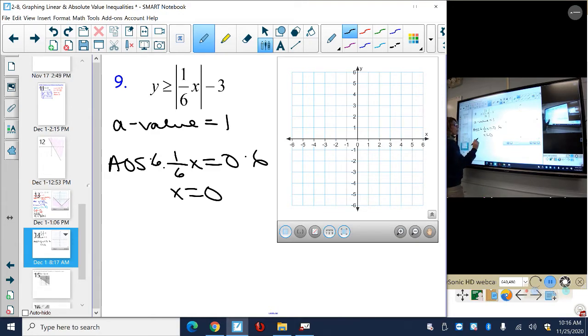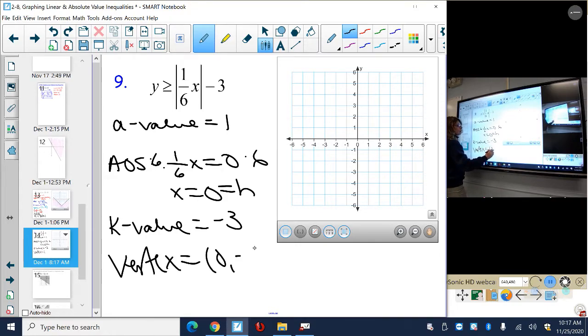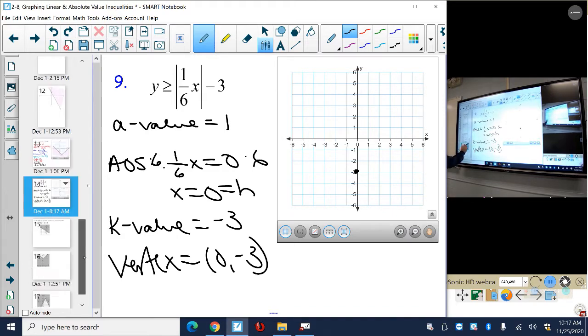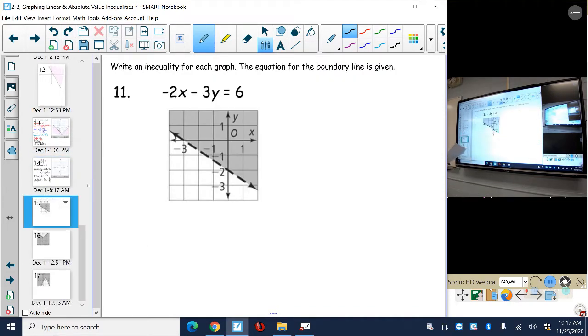And then that is going to give you my h, and then my k is -3, so my vertex is going to be 0, -3. So that's going to go right there. Okay? And you guys should be able to graph it from there. I'm not going to finish that for you. Let's go ahead and turn the page here, we talk about the back side.